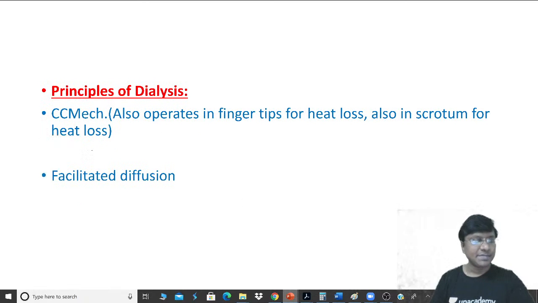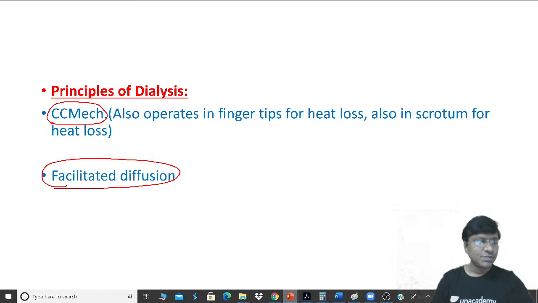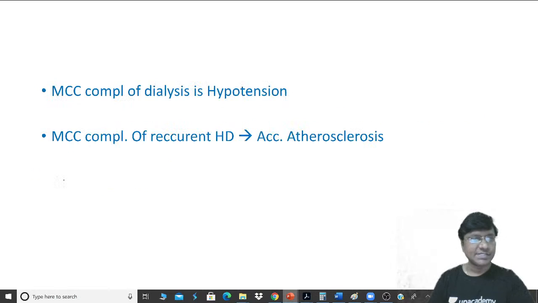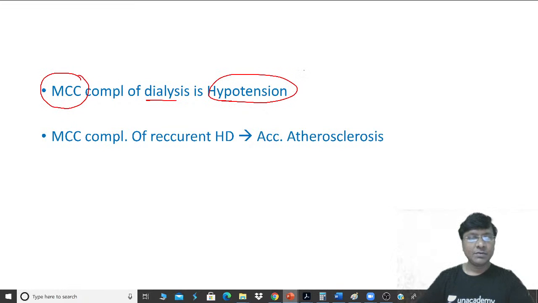Now, what is the principle of hemodialysis? This is another important question that will be asked. The principle of hemodialysis is the countercurrent mechanism, and the other important principle is facilitated diffusion. So please remember these two for the principle of dialysis. Next, if the question is asked what is the most common complication of dialysis, it is hypotension.